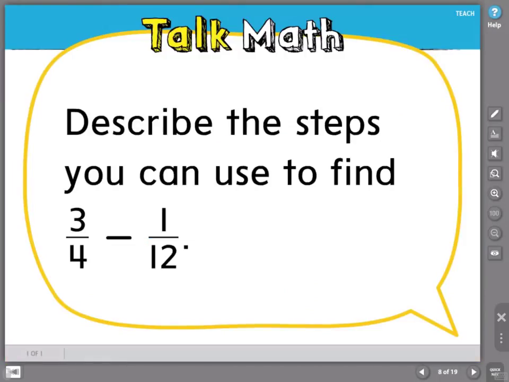This is the summarizing question for your whisk. I would like you to explain in complete sentences the steps you can use to find the difference of 3/4 and 1/12. Go ahead and press pause now if you need more time to write this on your whisk.